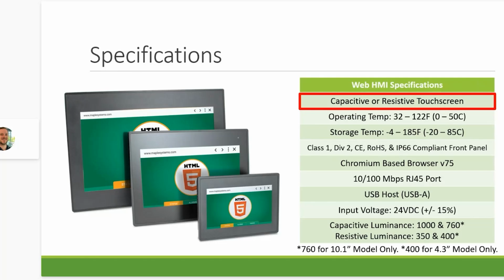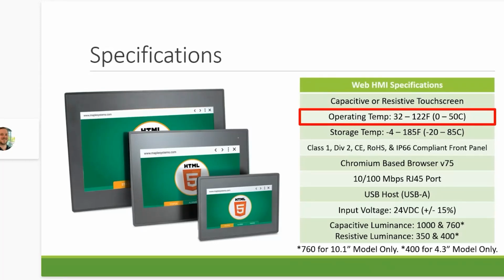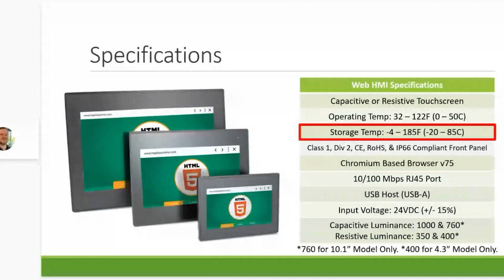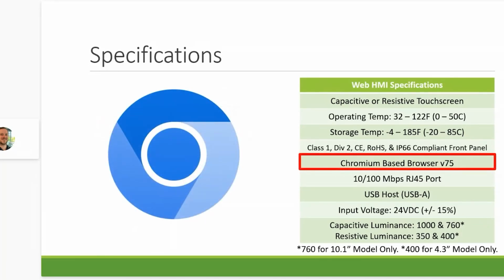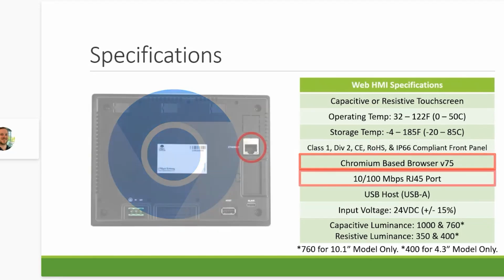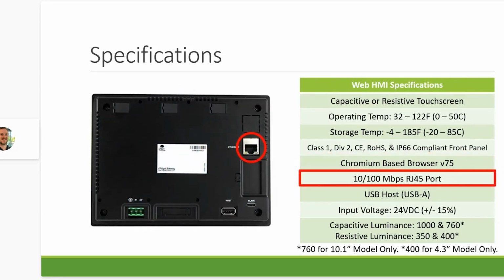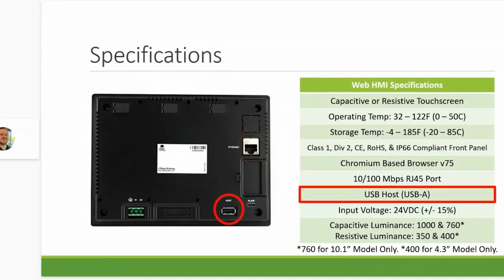The operating temperature of the web HMIs range from 32 to 122 degrees Fahrenheit or 0 to 50 degrees Celsius. The storage temperature ranges from -4 to 185 degrees Fahrenheit or -20 to 85 degrees Celsius. All 6 models are Class 1 Div 2, CE, and RoHS certified and have an IP66 compliant front panel. The web HMIs all run on a Chromium-based web browser, version 75. They also include a 10 or 100 Mbps RJ45 port for communicating to the web and other devices, as well as a USB-A host port for use of keyboards.